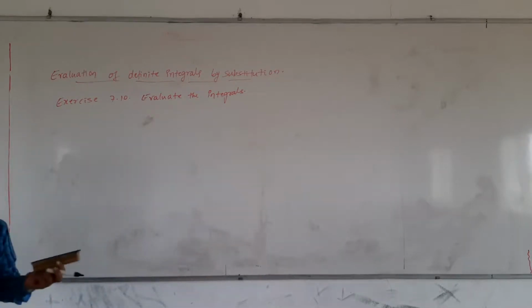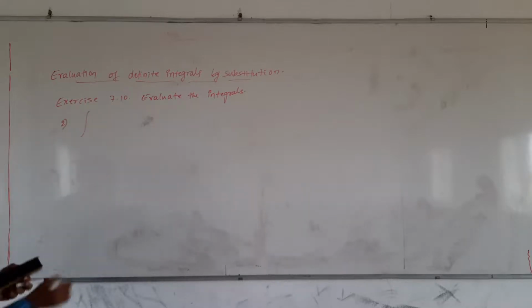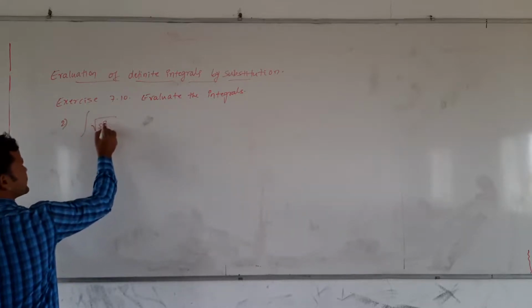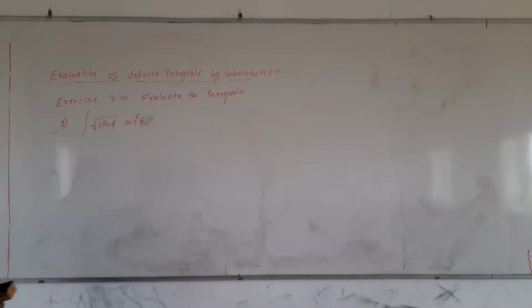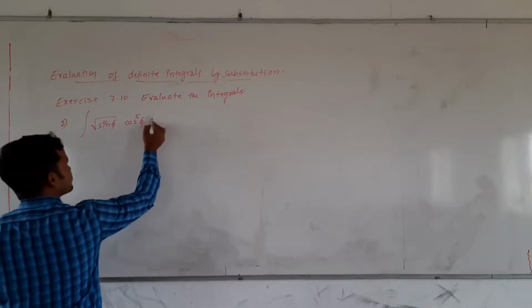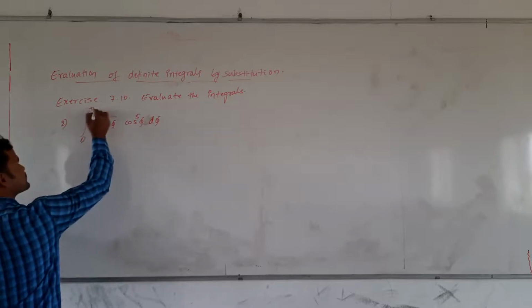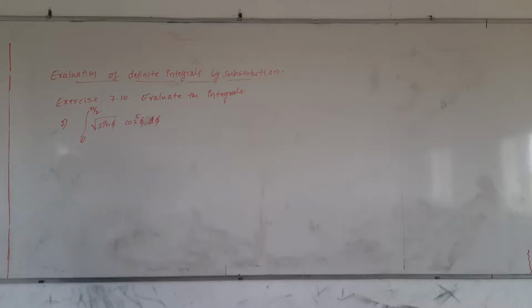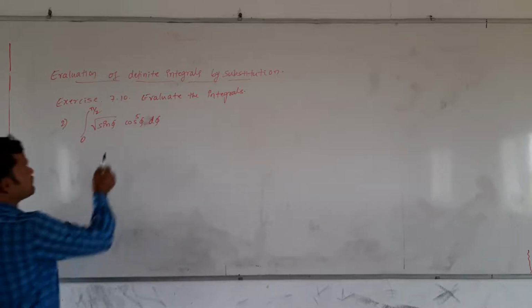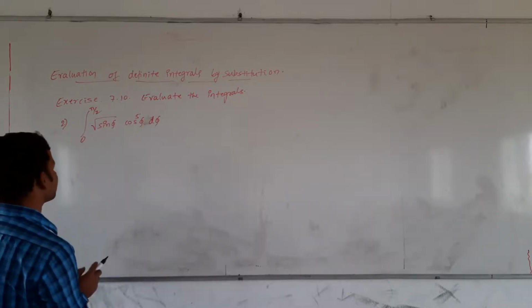Now let me take question number 2. Question number 2 is integration of square root of sin phi into cos raised to 5 phi d phi from 0 to pi by 2. You see here, the integral is in terms of phi. Integration of phi is there, and d phi is there. Instead of x, they have given you d phi.